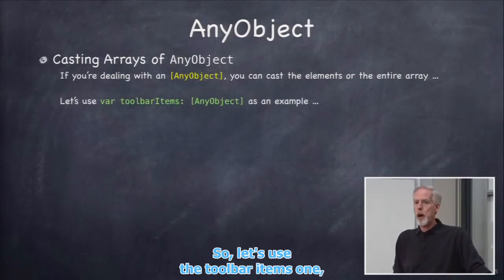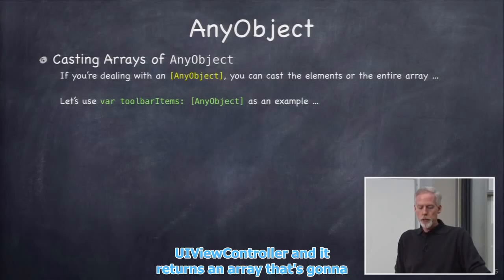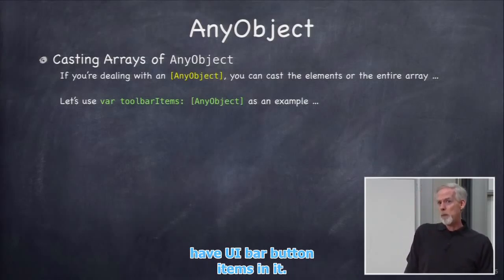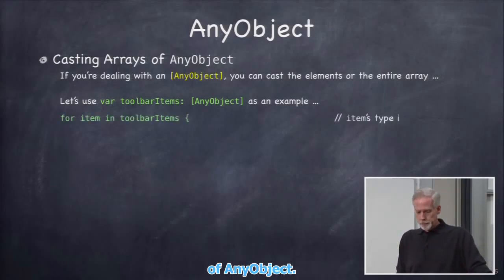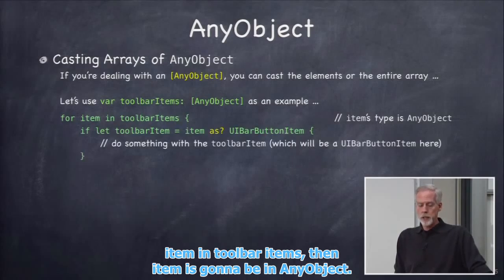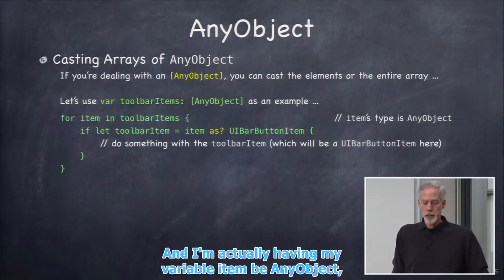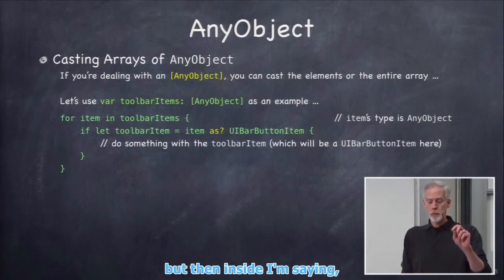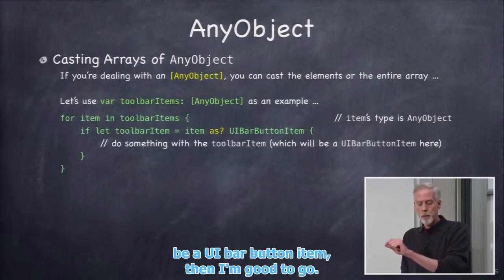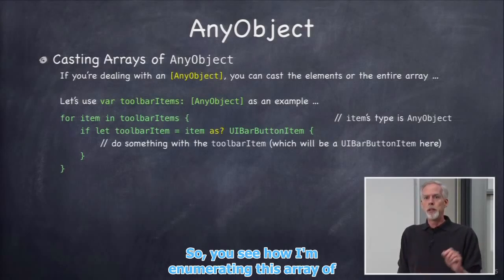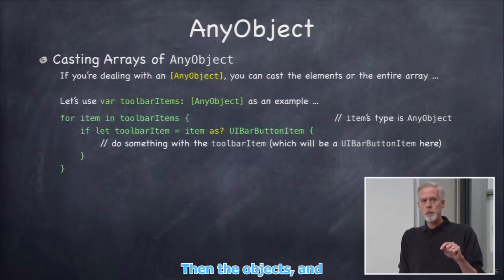So let's use the toolbarItems one. That toolbarItems is a property in UIViewController, and it returns an array that's going to have UIBarButtonItems in it, but for historical reasons, it returns the square bracket of AnyObject. So I can say for item in toolbarItems, then item is going to be an AnyObject. So I'm enumerating those AnyObjects, and I'm actually having my variable item be AnyObject. But then inside, I'm saying if I can let toolbarItem equal item as? UIBarButtonItem, then I'm good to go. So you see how I'm enumerating this array of AnyObjects, and then inside I'm doing the as question mark.